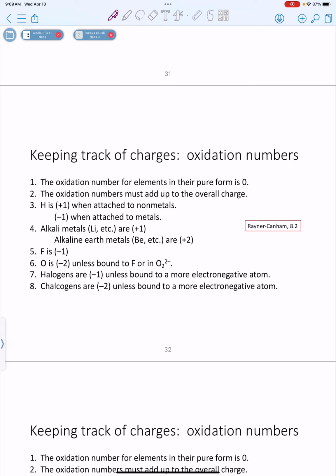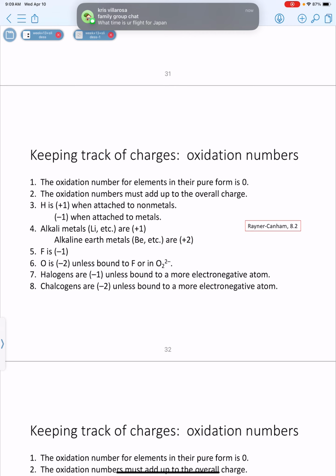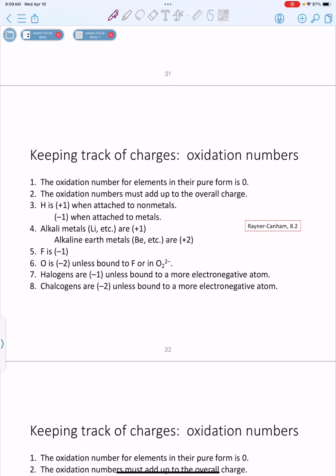Or unless we make the peroxide ion, O2 2-. We don't run into a lot of peroxides, but they're out there. Halogens are usually -1 unless we bind them to O or F, or a more electronegative halogen. So bromine loses to chlorine. Chlorine will be -1, and bromine will have to deal with whatever it gets.